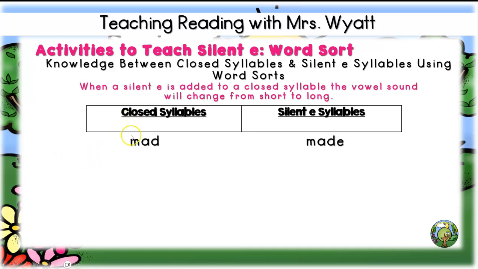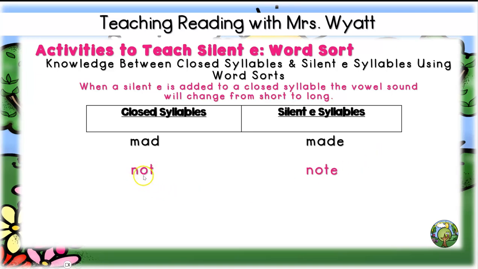So for closed syllables, we have the word mad. And you would discuss, because you have that vowel consonant pattern, that's why this says a. However, when you come over here and you have that vowel consonant E pattern, that E is making this first vowel say its name. So it's not going to say a, it will say A, and it's going to change the word. Made.